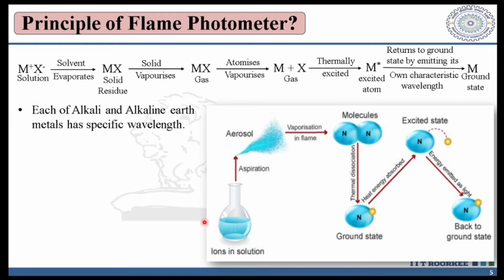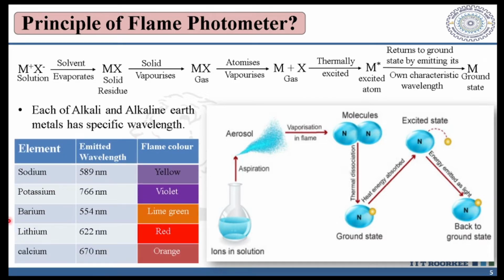Each alkali and alkaline earth metal has specific wavelength. The table gives details of the measurable atomic flame emissions of alkali and alkaline earth metals in terms of emission wavelength and the color produced.